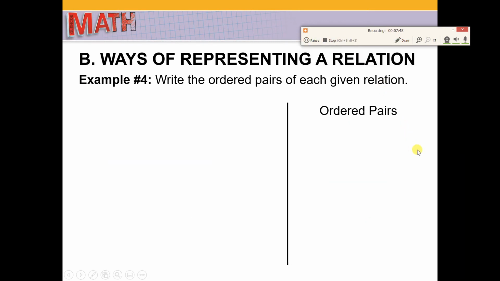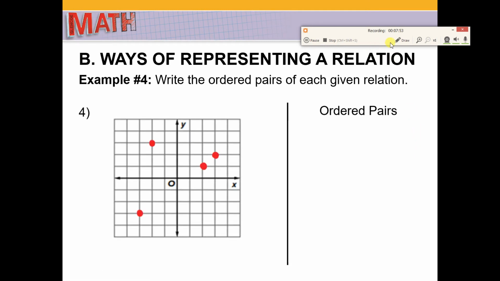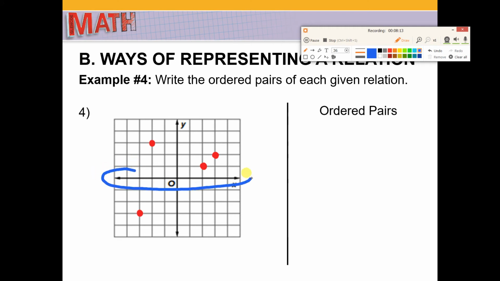Now how about this next example? What if we have a graph? Now, how do we know the ordered pairs on a given graph? First, of course, if you're having a hard time, it would always be better to write the points first in the Cartesian plane. So what do I mean by that? In the x-axis, label the lines as 1, 2, positive numbers on the right, and negative numbers on the left. So let's do that right now.